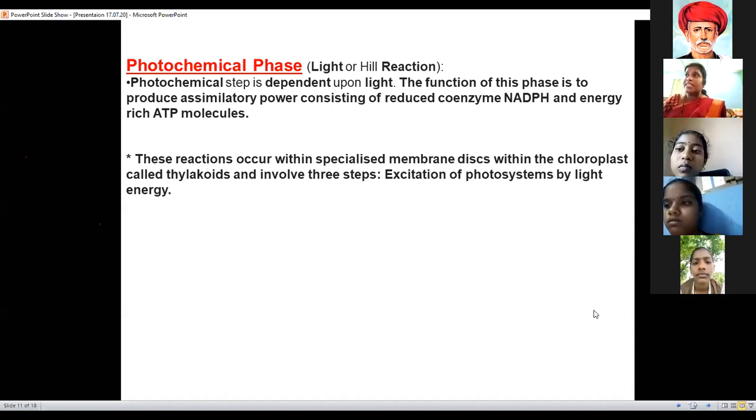The function of this phase is to produce assimilatory power, consisting of reduced coenzyme NADPH and energy-rich ATP molecules. What does NADPH stand for? Nicotinamide adenine dinucleotide phosphate hydrogen. NADPH is the key electron donor.